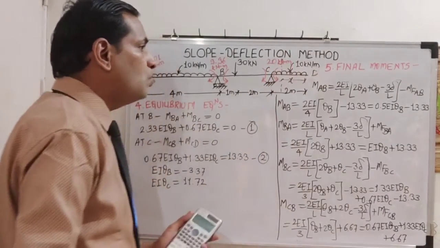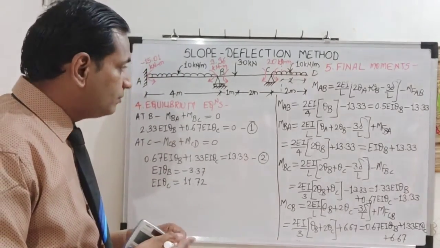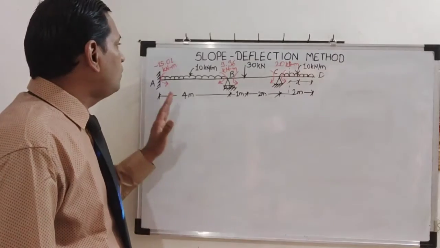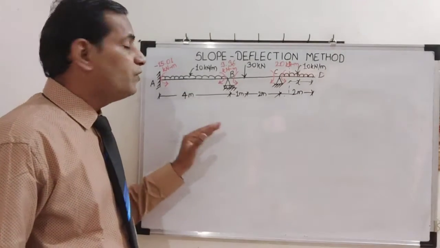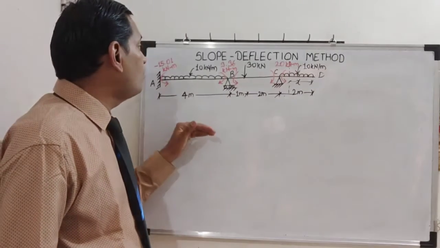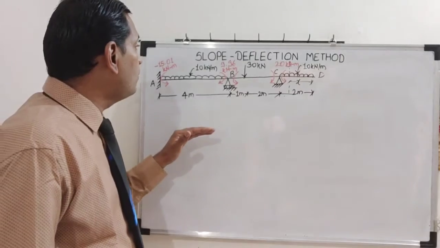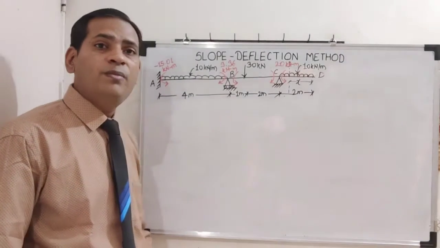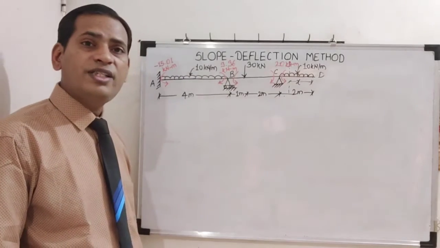Okay, so we have got all the bending moment values. So now we have got the final moments. However, we have to plot the shear force diagram. There will be some points of zero shear force also, and we know on locations of zero shear force there will be maximum bending moments. So those also we will have to calculate separately.